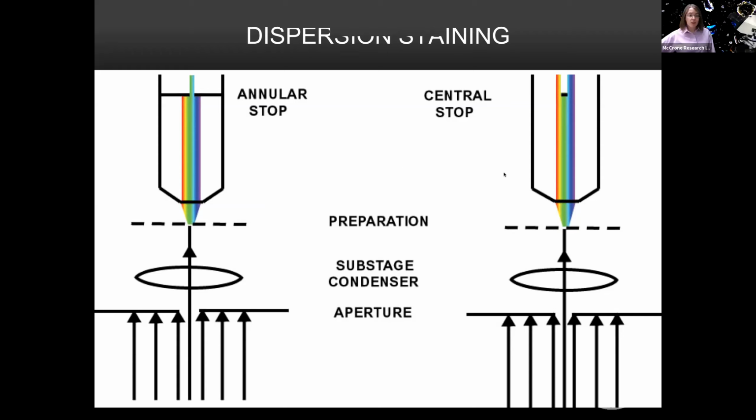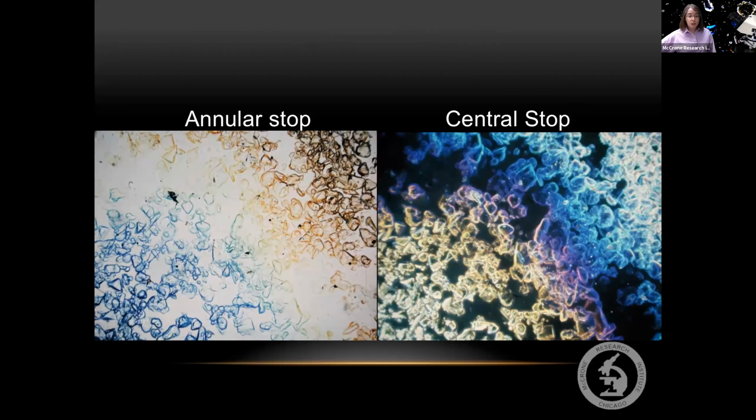Now, here's the difference between what you would see with these two types of dispersion staining. With annular stop dispersion staining, we see colored particles on a white background, and with central stop dispersion staining, we see colored particles on a black background. If we have a look here in this annular stop image, we see in the center there are some particles that are green. And green would be the matching wavelength here. Now, if we look at the exact same image with central stop dispersion staining, those very same particles are now magenta. That's because magenta is the complementary color to green. So that's why we see those colors.